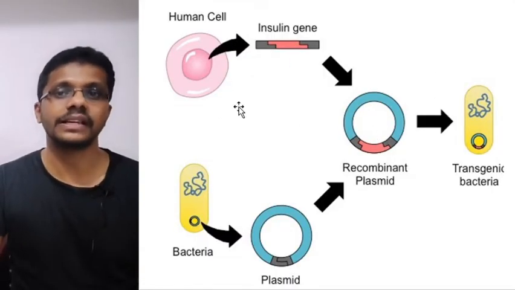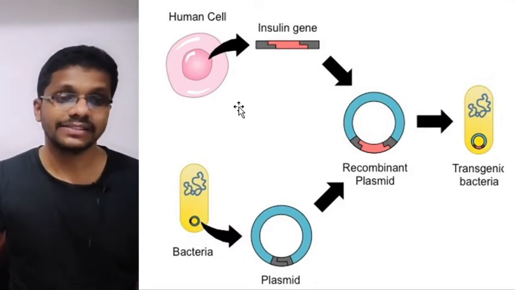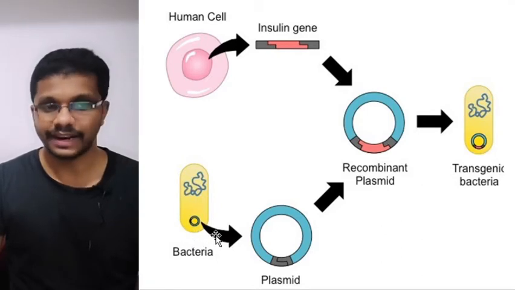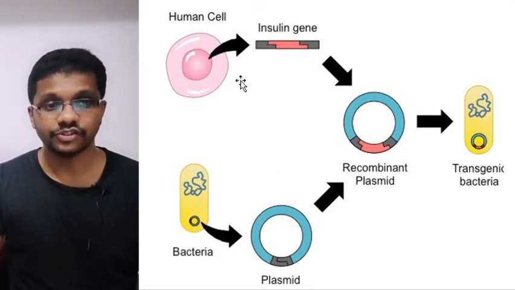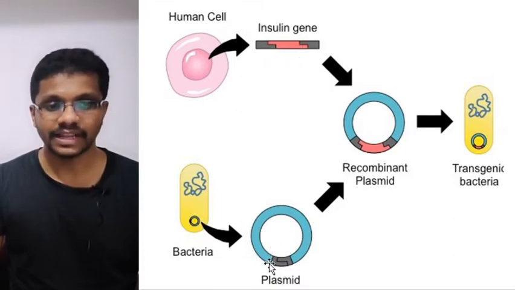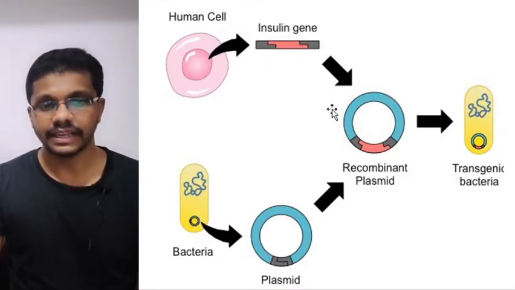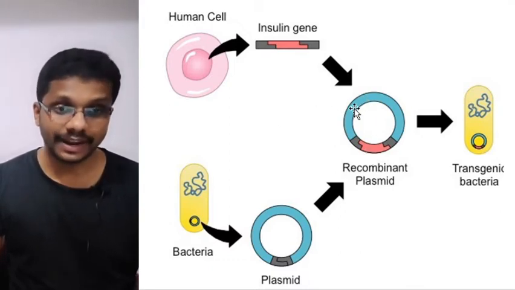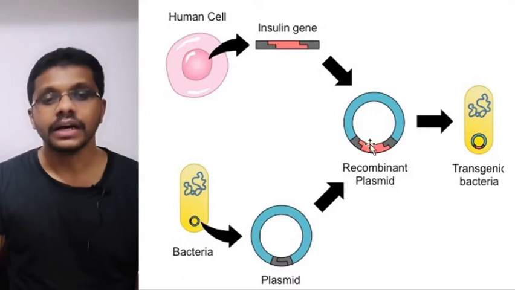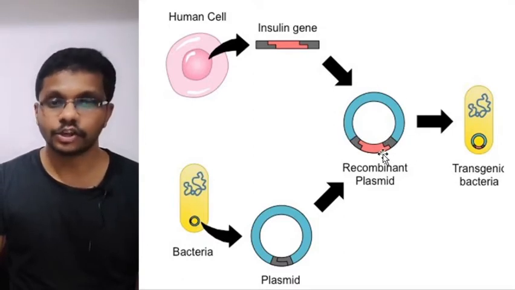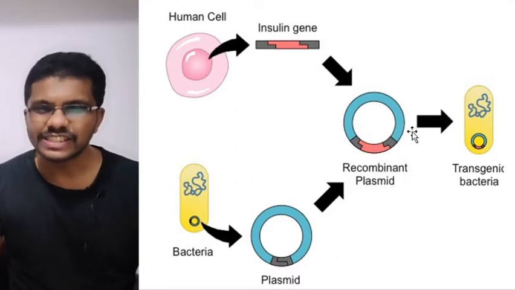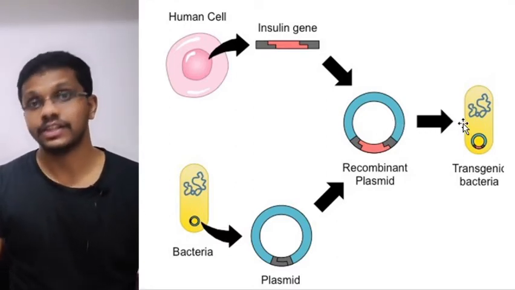So this is the diagrammatic representation. It's a typical diagram. We are taking the plasmid DNA or the vector DNA from the bacteria and combining it with the insulin gene from the human cell. So the insulin gene is isolated and inserted into the plasmid. After insertion, we get a recombinant plasmid or recombinant DNA, because it has components from the bacteria as well as from the human being. This constructed recombinant plasmid is then inserted into a bacteria. This process of insertion is called transformation or gene transfer.